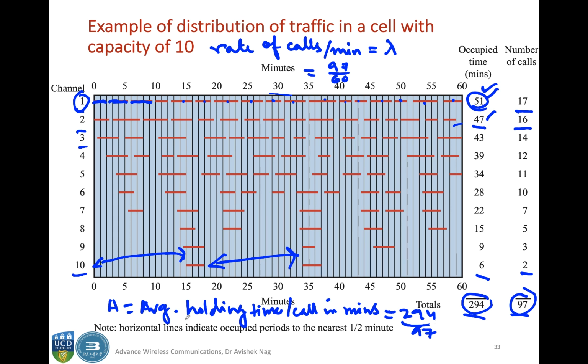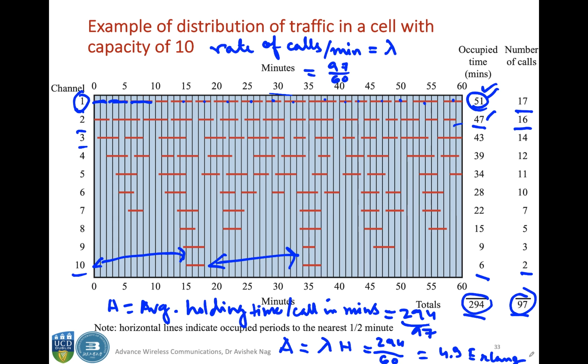Therefore, the total traffic occupied by these 10 channels is given by A equal to lambda times H. If you do the math here, this will be 294 divided by 60. So this will be 4.9, and the unit of traffic is called Erlangs. This is named after a famous engineer called Erlang. So 4.9 Erlang.